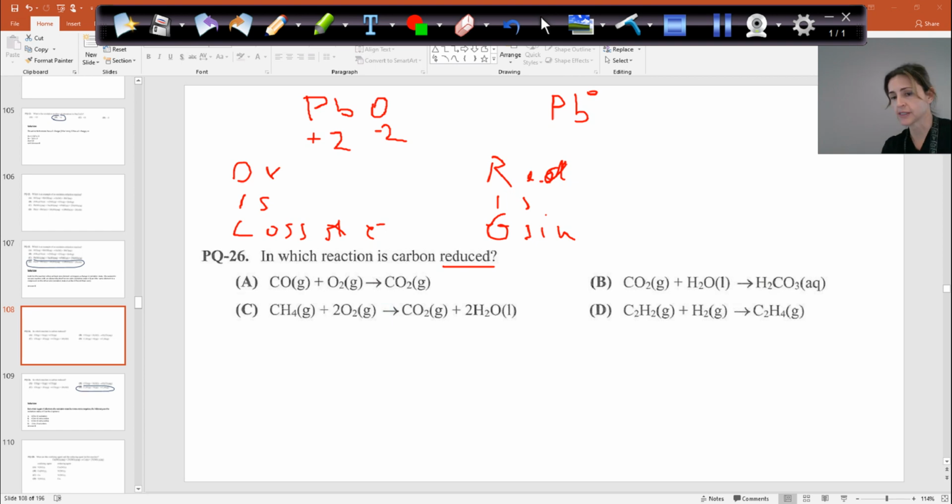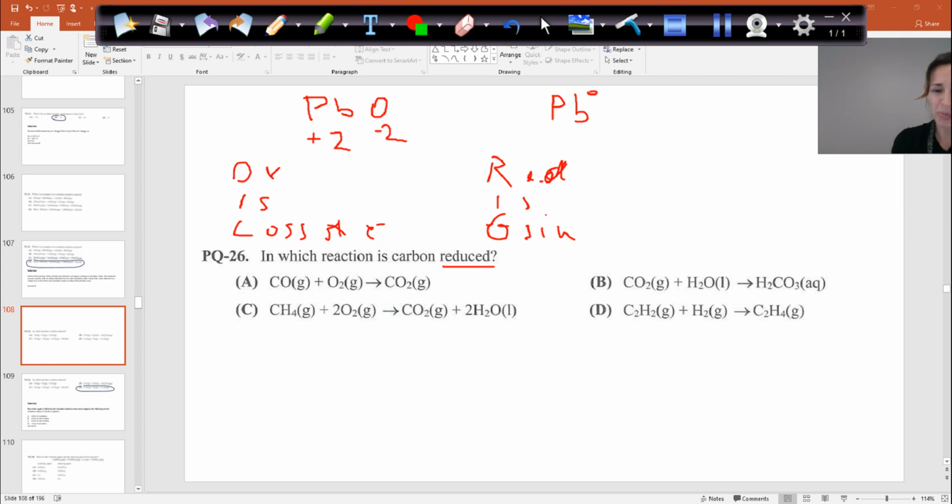I'm losing electrons. So by comparing the oxidation states and seeing how many negative charges I need to go from the oxidation state of the carbon in the reactants to the oxidation state that carbon has in the products, I can decide in which one of these reactions carbon is reduced. So we're looking for a decrease in the oxidation state, like we did here, from +2 to 0, that would be the reduction, gaining electrons. So let's calculate what the oxidation state of carbon is for all of these reactions.